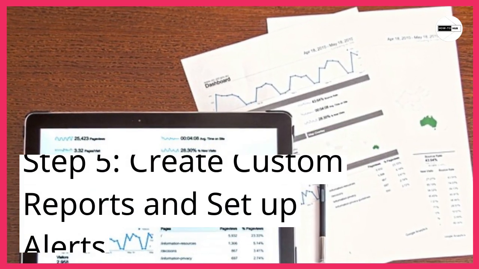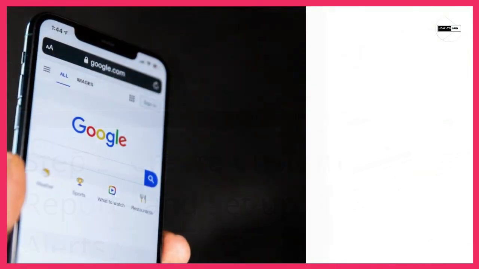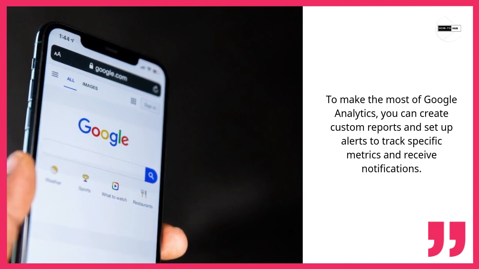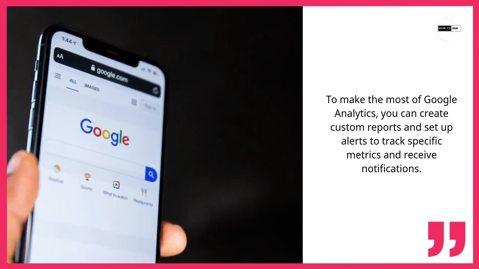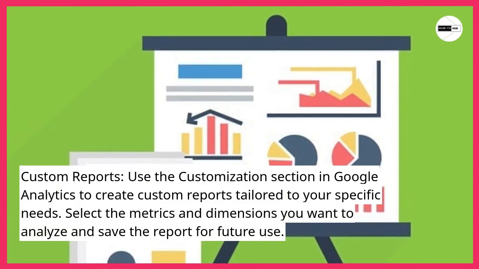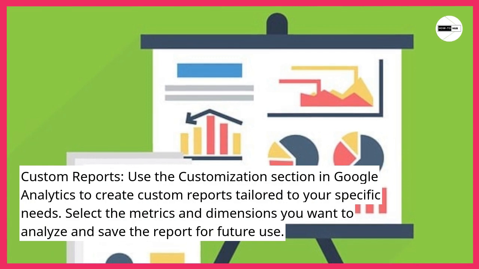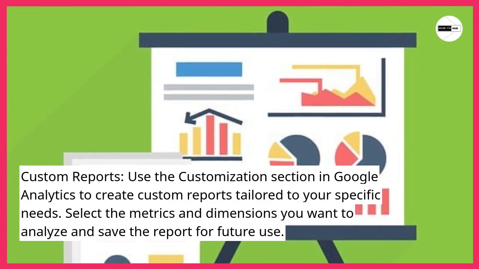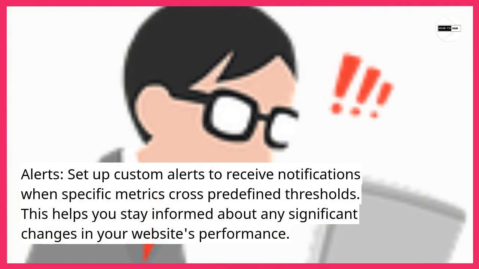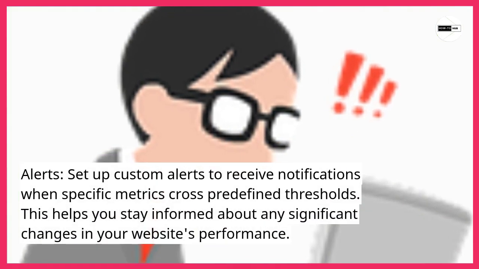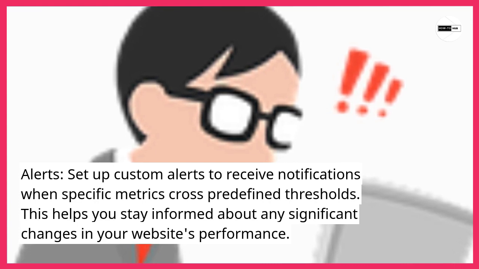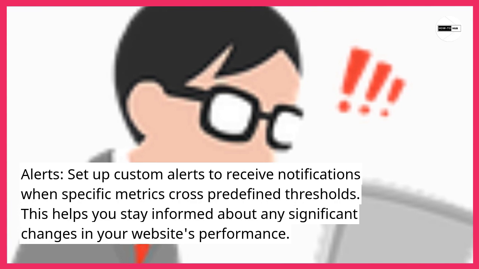Step 5. Create custom reports and set up alerts. To make the most of Google Analytics, you can create custom reports and set up alerts to track specific metrics and receive notifications. Custom reports. Use the Customization section in Google Analytics to create custom reports tailored to your specific needs. Select the metrics and dimensions you want to analyze and save the report for future use. Alerts. Set up custom alerts to receive notifications when specific metrics cross predefined thresholds. This helps you stay informed about any significant changes in your website's performance.